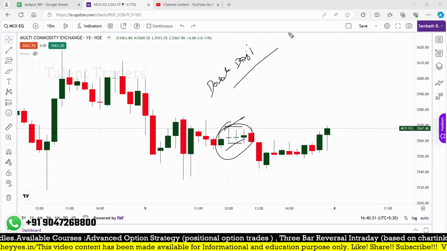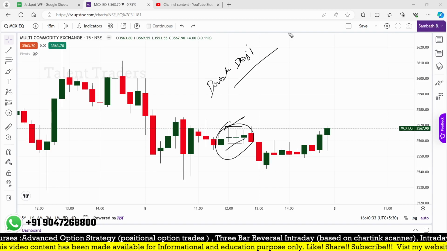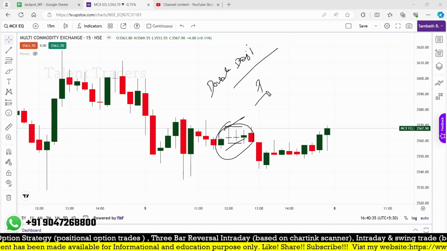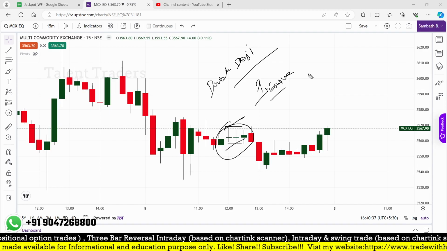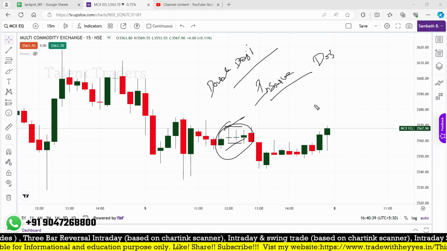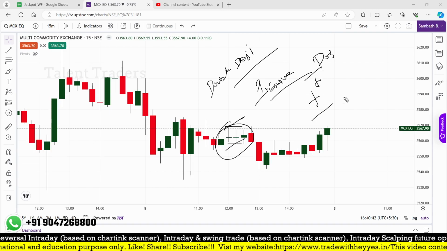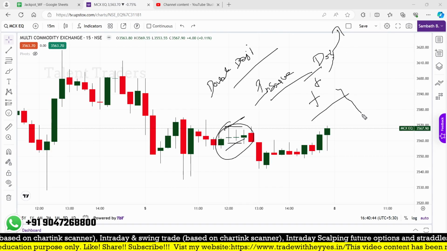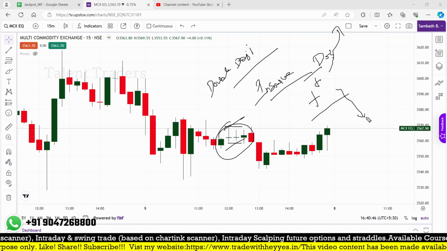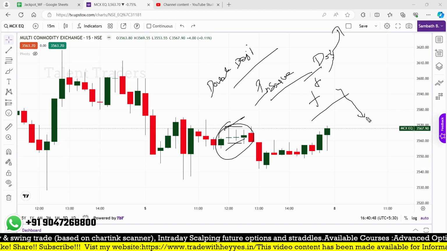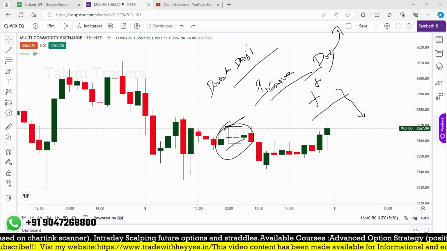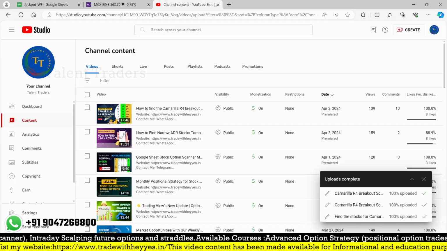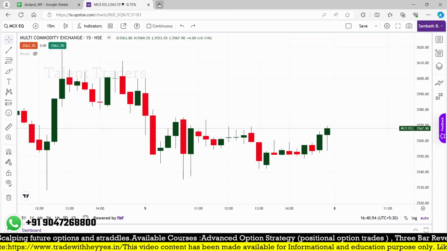There are two types of double doji we can create. One is an inside doji, and he was exactly expecting an inside doji candle. And one more thing, a double doji may act as a support and a resistance point, which we can find with the charting scanner. Let me try to create that in this video.